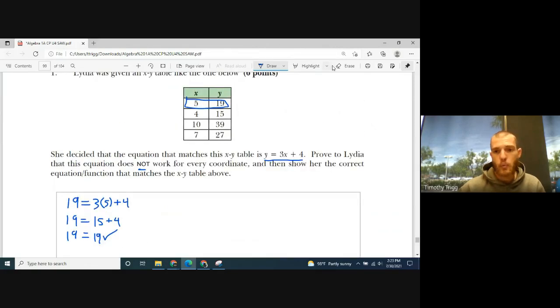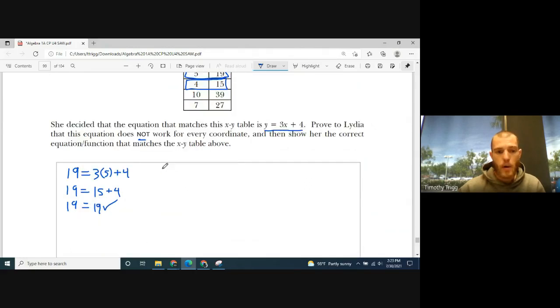Let's see if the equation works for the second point. So we're going to do the same thing. We're going to replace the x this time with 4 and the y with 15 and see if that works. So replace the y with 15, and we're going to replace the x with 4. So this will be 15 equals 12 plus 4. So that's 15 equals 16. Oh no, that's not equal. So those are not equal.